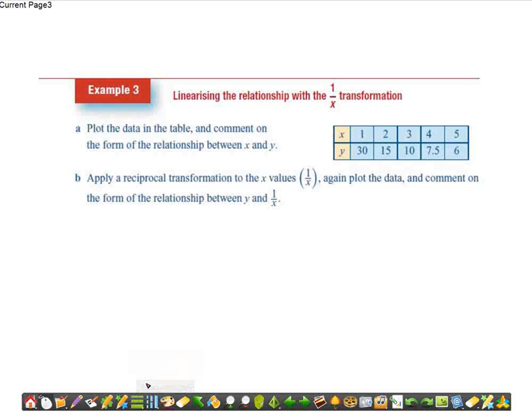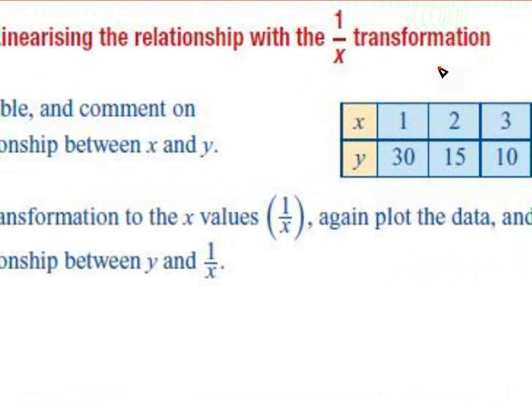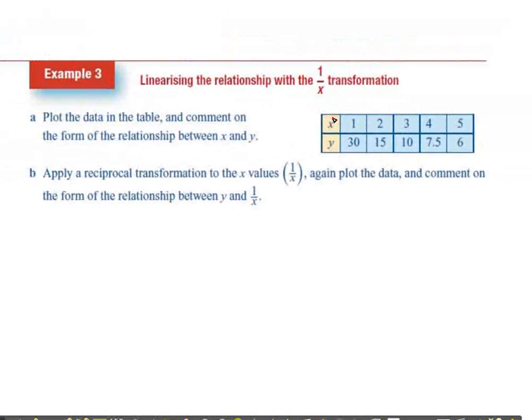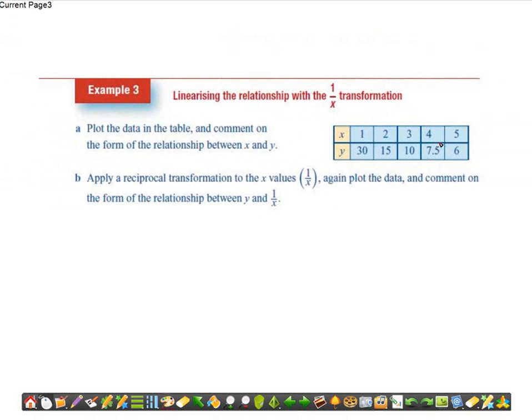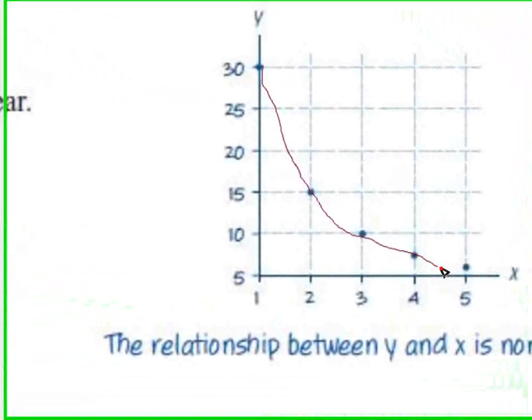Alright, here's example 3. Example 3 says linearizing the relationship with a 1 on x transformation. So I'll do 1 and then you can play around with it later. Now here are my x values, here are my y values. Now if you go ahead and plot those points, just go and plot those points and tell me what you see. This is what you get.